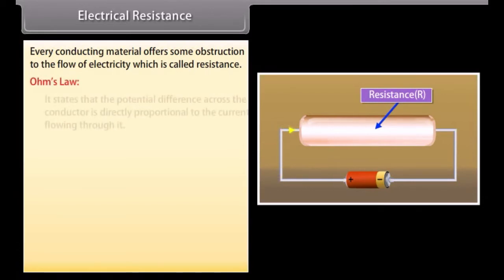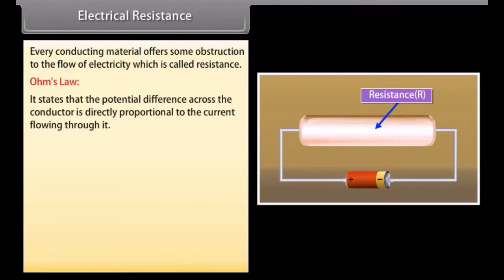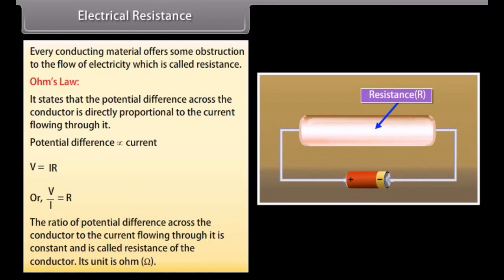Ohm's law. It states that the potential difference across the conductor is directly proportional to the current flowing through it. V is equal to IR, or V upon I is equal to R. The ratio of potential difference across the conductor to the current flowing through it is constant and is called the resistance of the conductor. Its unit is ohm.